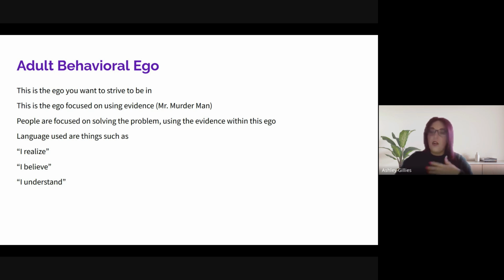There's not necessarily a problem to solve. They've broken up. They're just kind of going through that grief. They just need somebody there. That's appropriate, right? It's not every time. There's not always a problem to solve. Sometimes we just have to sit in it. And that's when nurturing ego becomes okay.